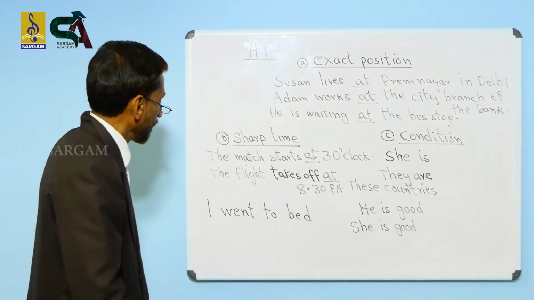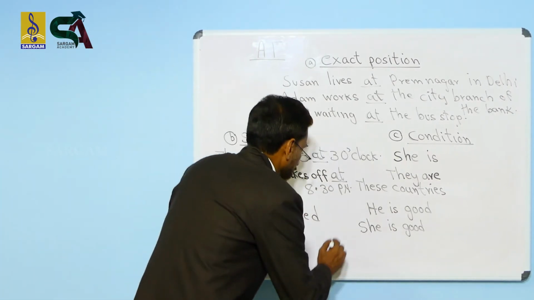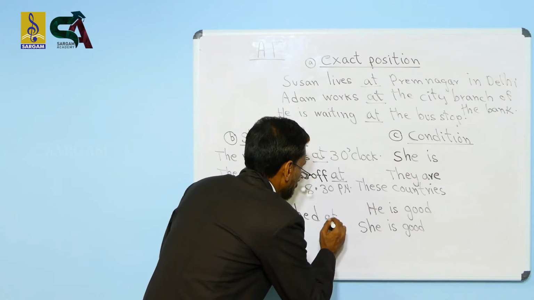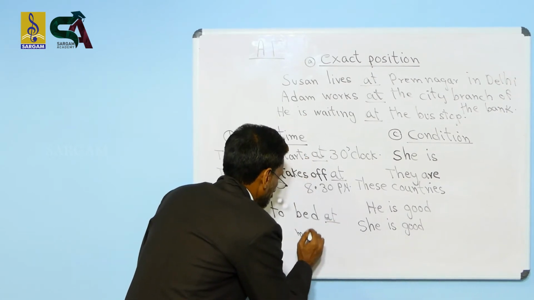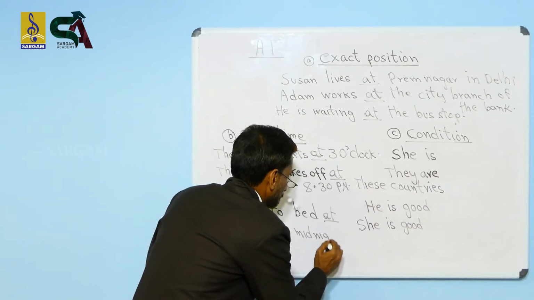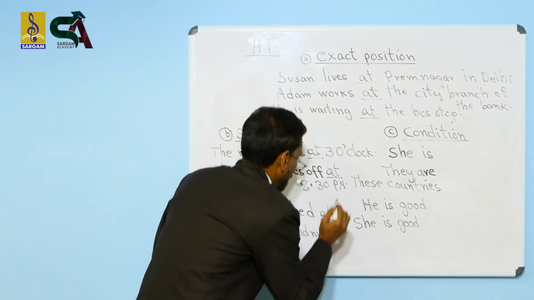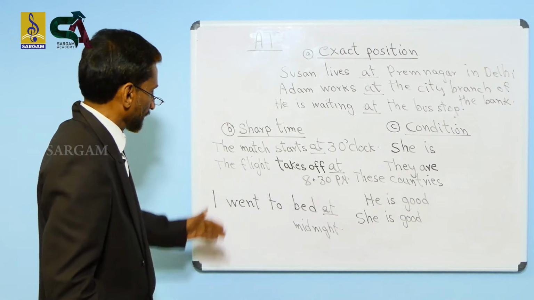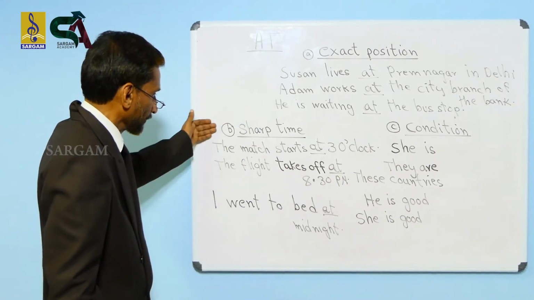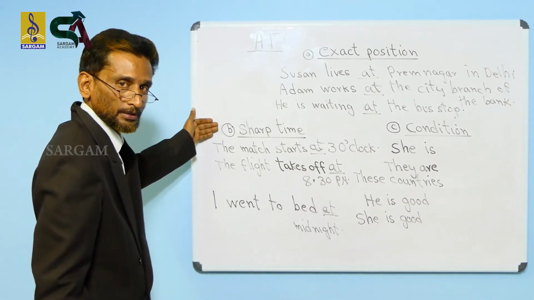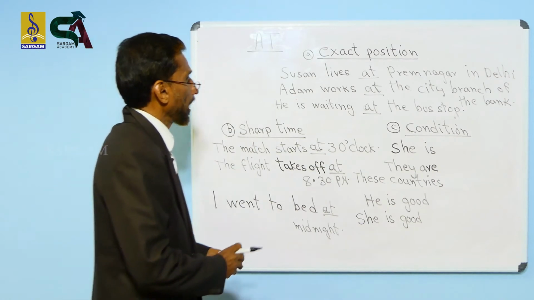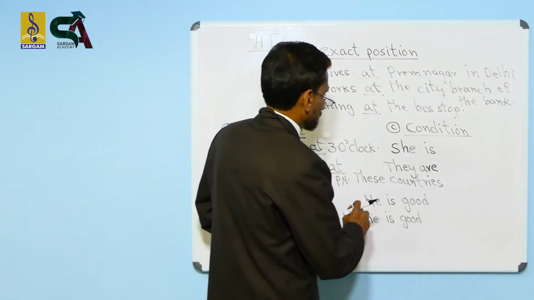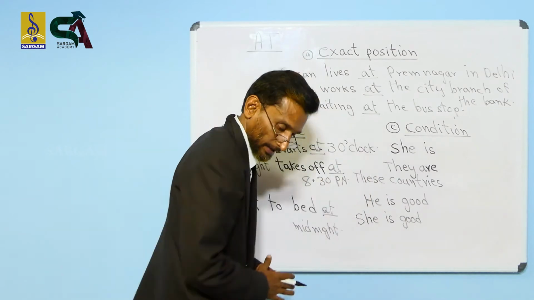Exact time. I went to bed at midnight. Sharp time. I went to bed at midnight. So in these sentences, at shows sharp time. And now on to condition. See? Condition.